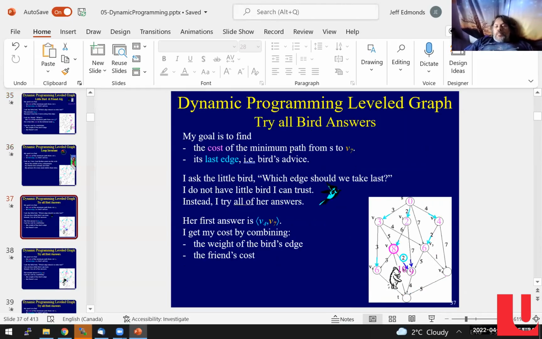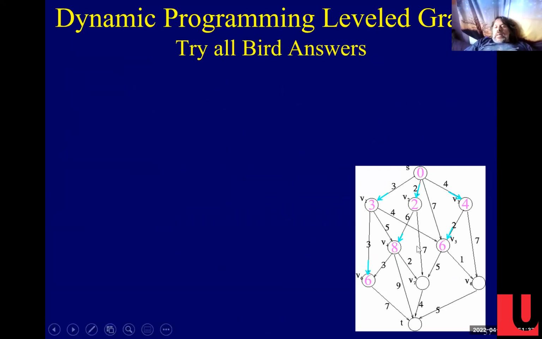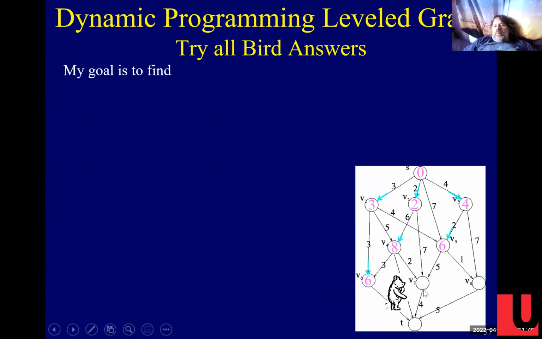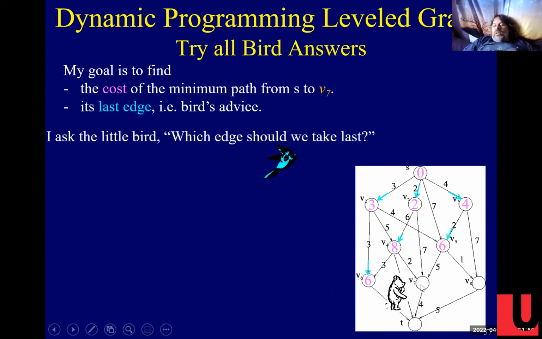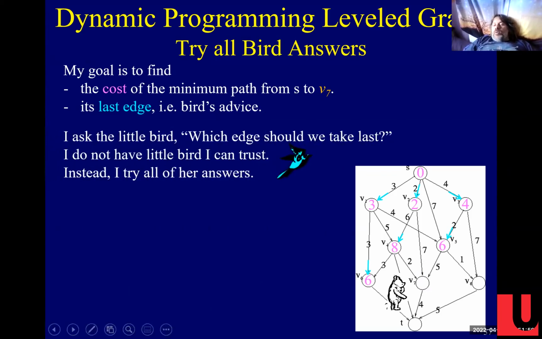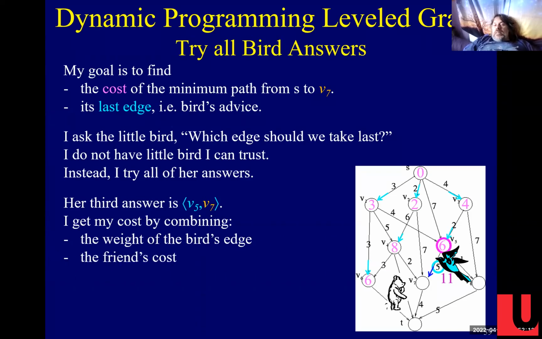And here, each of these guys is a different Pooh Bear, a different subinstance. So this Pooh Bear right here needs the best path from S to this node. What is he trying to learn? That's the answer he's trying to learn. And how does he compute it? Well, he asks the bird one question, which is, what's my last edge? And she might give this answer, or this answer, or this answer, right?